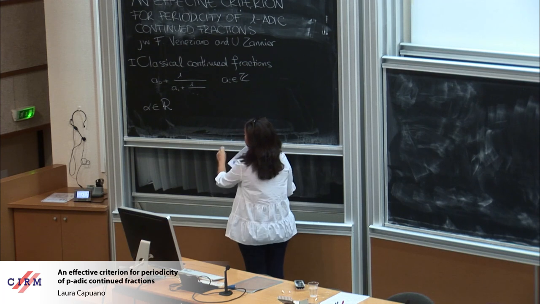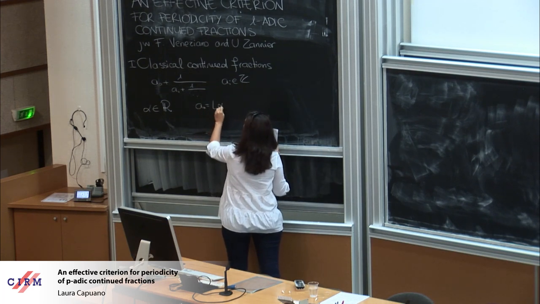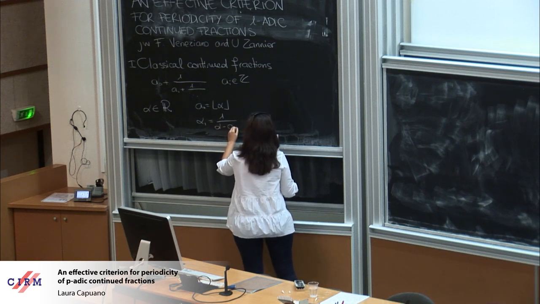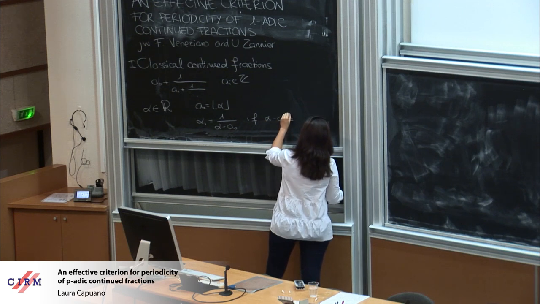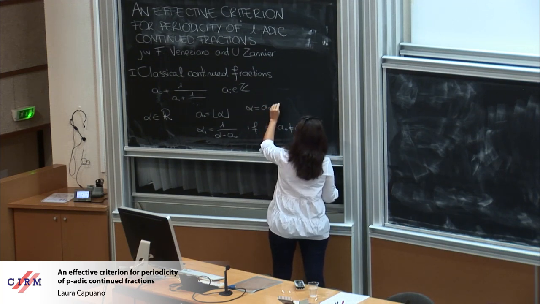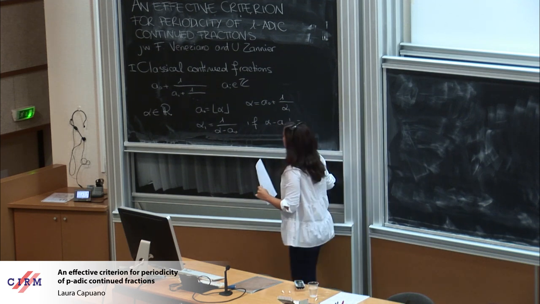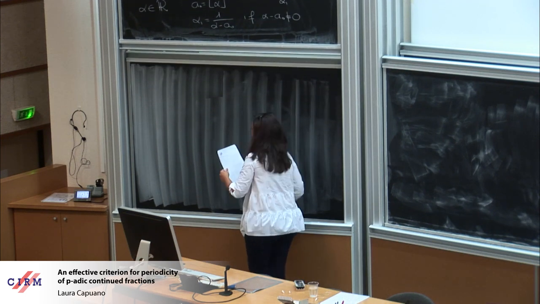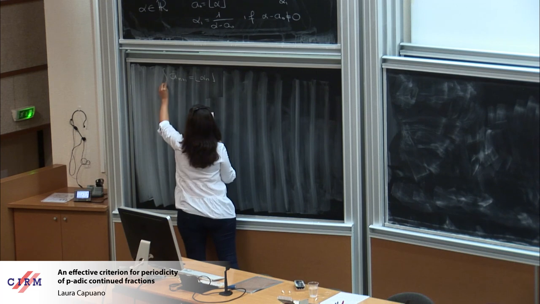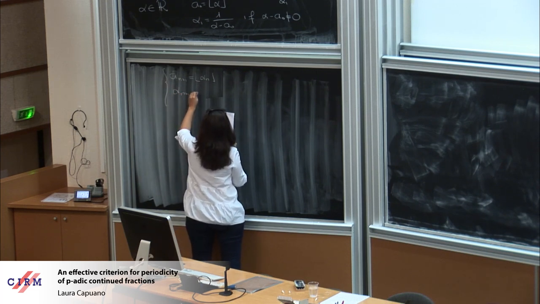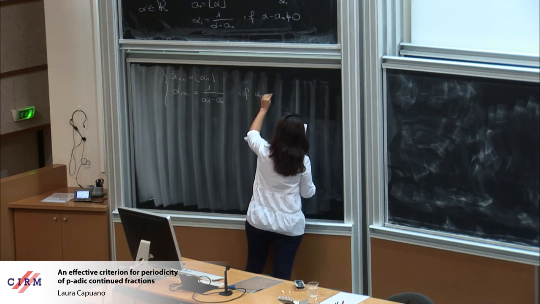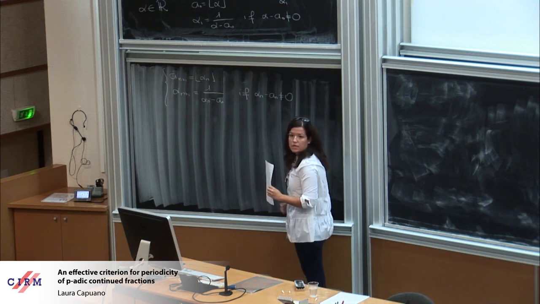So there is an algorithm that is pretty simple. You take a0 as the floor of alpha, and then you take alpha 1 as 1 over alpha minus a0, if, of course, alpha minus a0 is different from 0, otherwise you stop. In this way, you write alpha as a0 plus 1 over alpha 1, and you go on. So you take a_n equal to the floor of alpha n, and you take alpha n+1 as 1 over alpha n minus a_n, if, of course, alpha n minus a_n is different from 0. Otherwise, this means that the procedure stops.